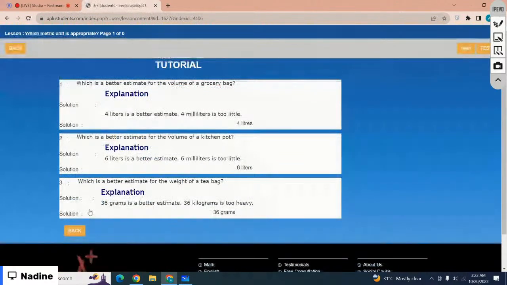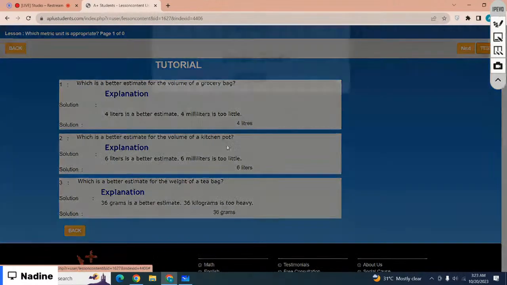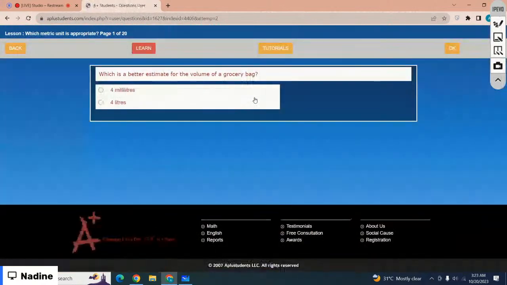Okay, which is a better estimate for the volume of a grocery bag? You're not given the options here, so let's just start with the test questions. Which is a better estimate for the volume of a grocery bag? The options given are 4 milliliters and 4 liters. Which is the correct option?